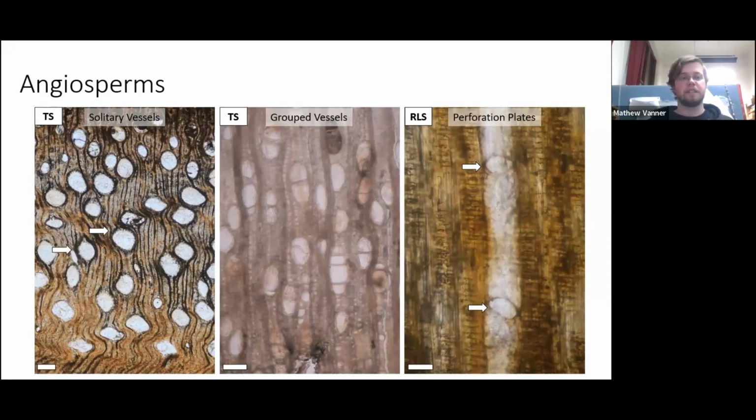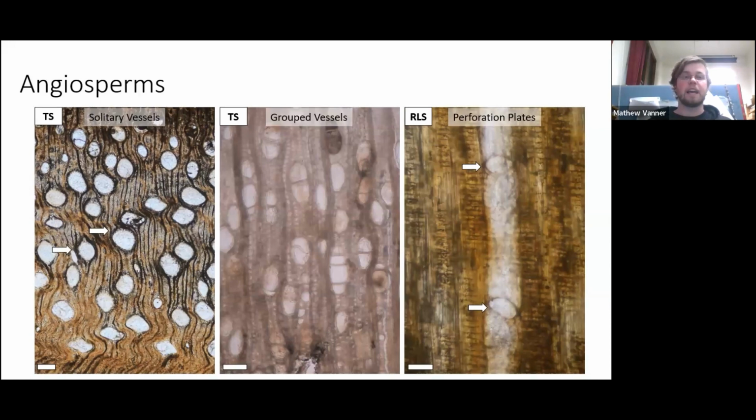So vessels, just as a start, one cell type, when we're looking at the transverse face, can be solitary. They can be grouped in radial multiples. They can be grouped in tangential multiples. They can be grouped in festoons. They can be grouped in random clusters. So that's 5 or 6 variations on how vessels are grouped. That's before we even start looking at their size, their shape, and what have you.